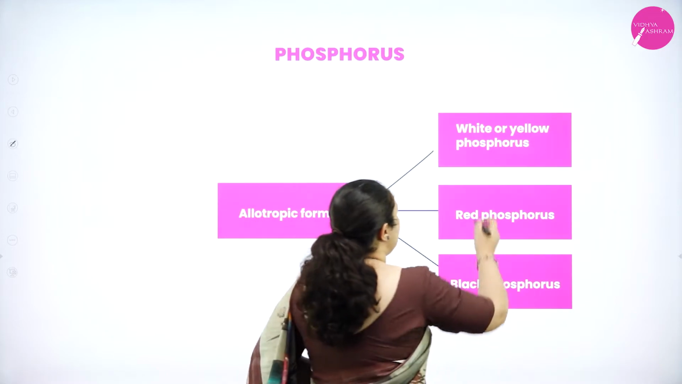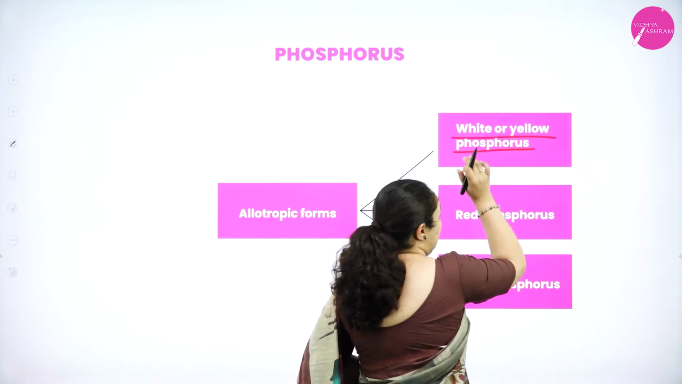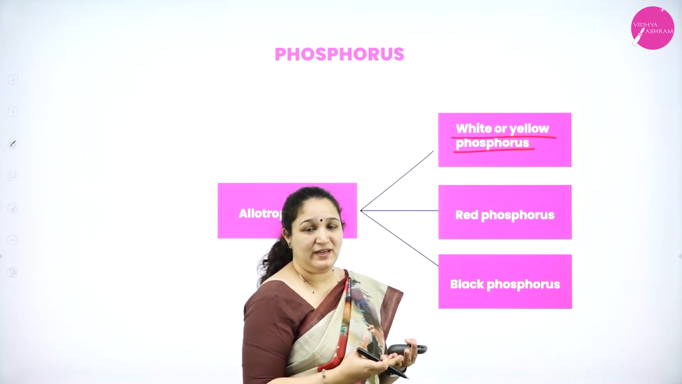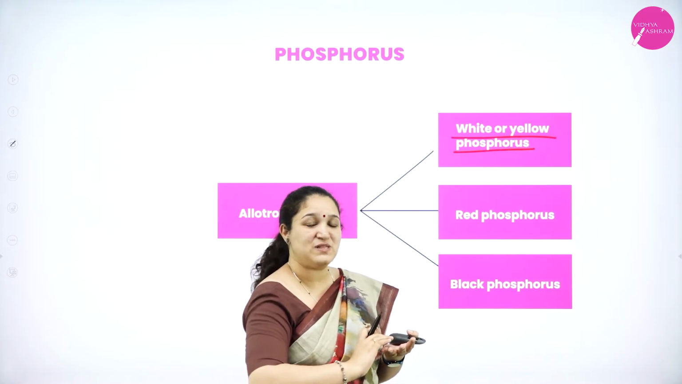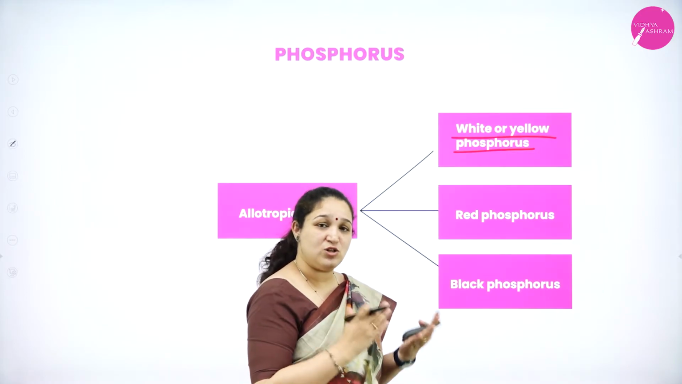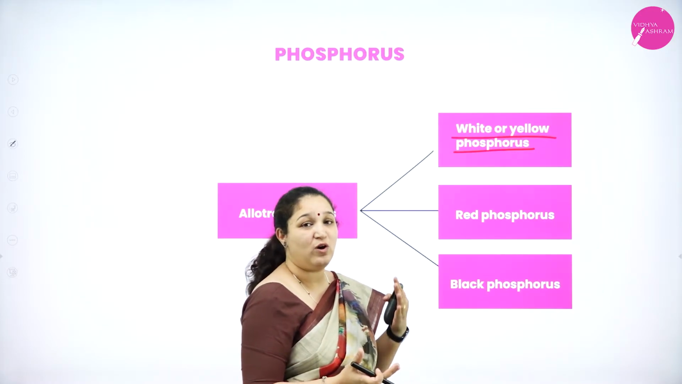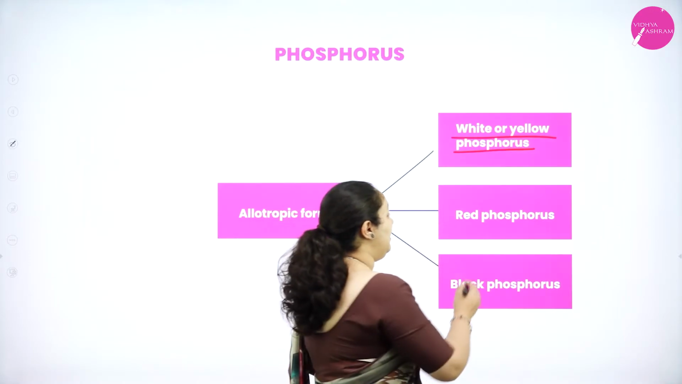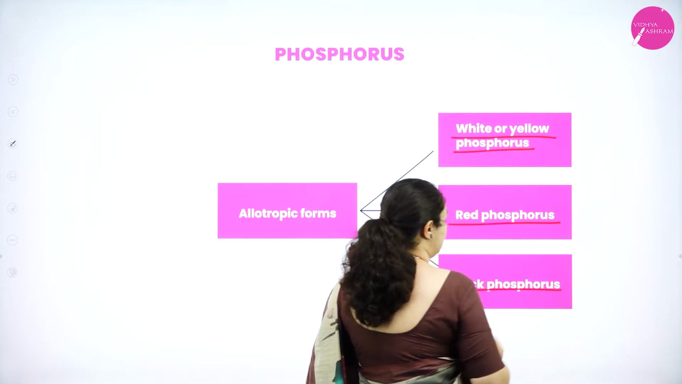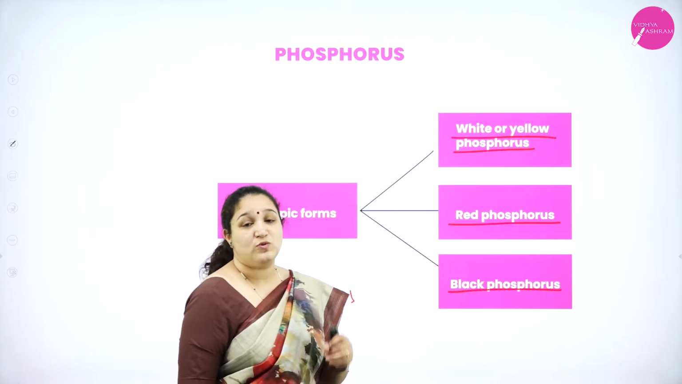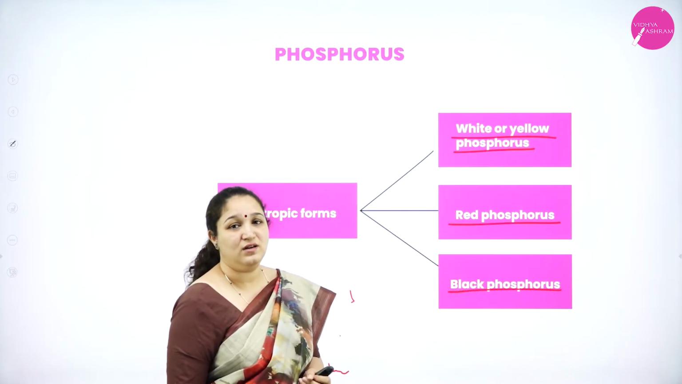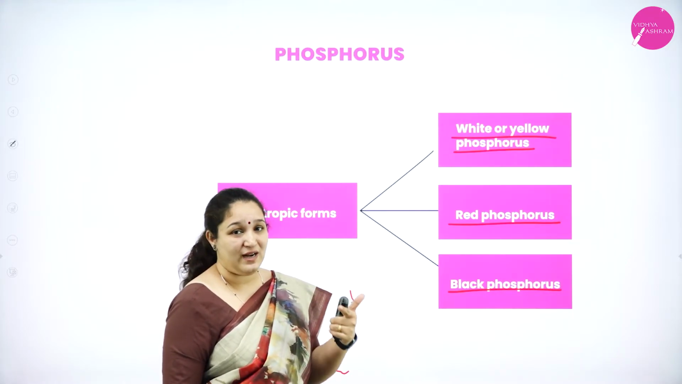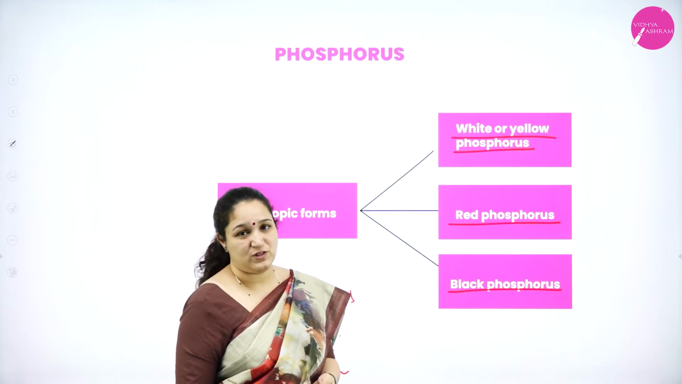The first one is white or yellow phosphorus. It is actually white in color, but when it is exposed to light, the color changes and it becomes a little yellowish. Thus, it is also called yellow phosphorus. So, we call it white or yellow phosphorus. Then we have red phosphorus, and one more is black phosphorus. So, we have three colored allotropic forms: white or yellow phosphorus, red phosphorus, and black phosphorus.